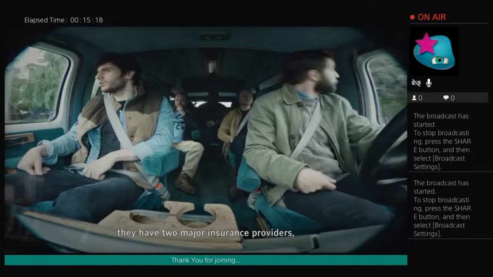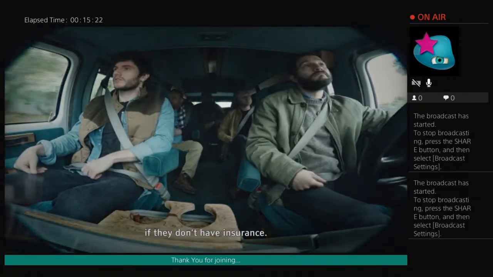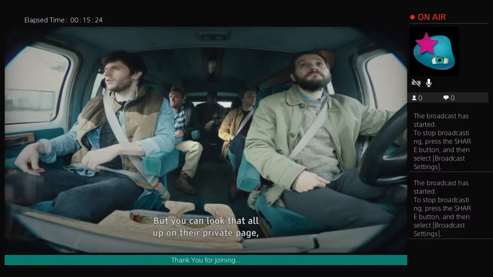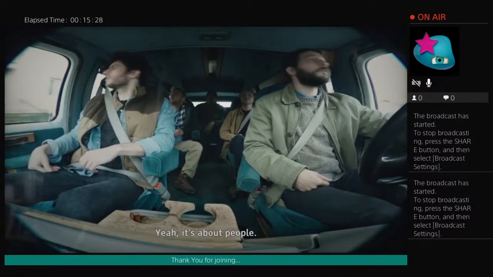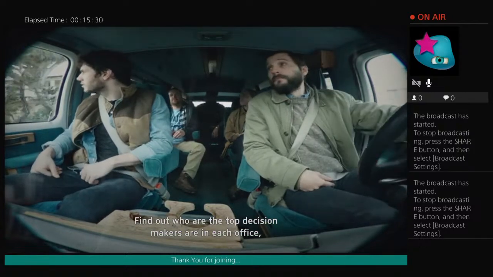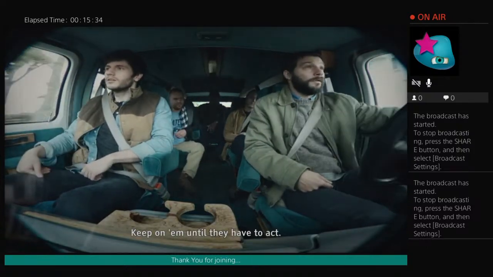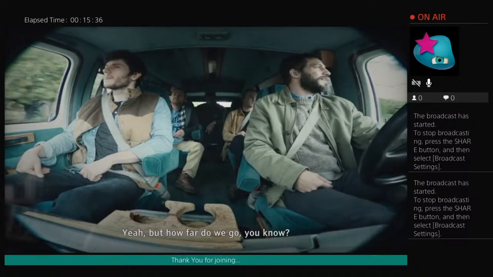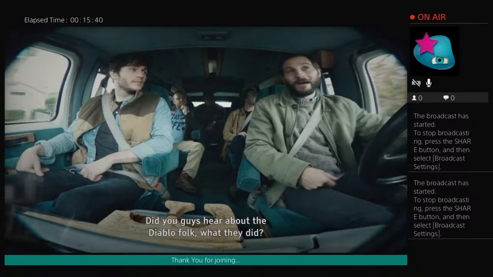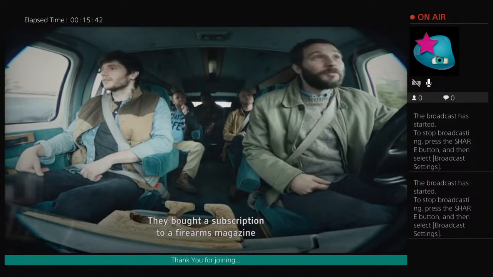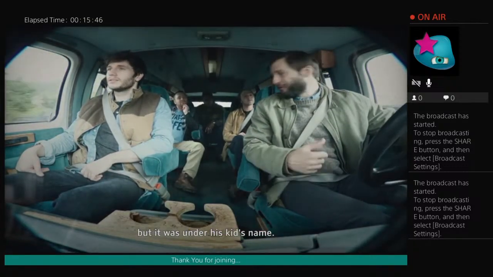The way cross-reference is they have two major insurance providers because they can't work on any of their build sites if they don't have insurance. But you can look that all up on their private page, download the numbers on who to follow up with. Yeah, it's about people. Find out who the top decision makers are in each office, get on their socials. Keep on them until they have to act. Yeah, but how far do we go? You know? Did you guys hear about the Diablo folk? What they did? They bought a subscription to a firearms magazine for one of the shareholders, but it was under his kid's name.